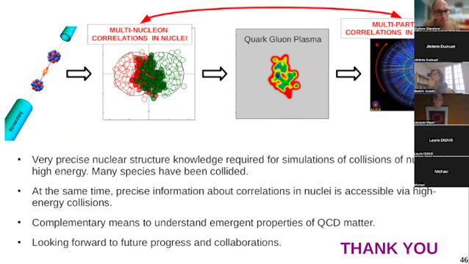But at the same time, and I will discuss all the progress made in that direction, this is actually experimental data which carry information about these correlations. So how are these two tools complementary even to understand, in general, emergent properties of QCD matter? I think there will be a lot of further progress and collaborations in future, and I'm really looking forward to it.